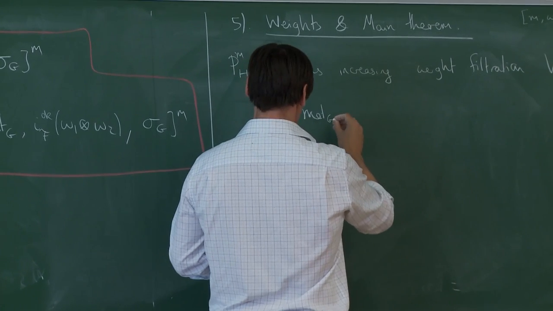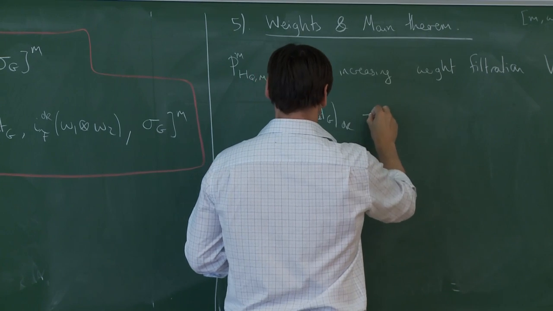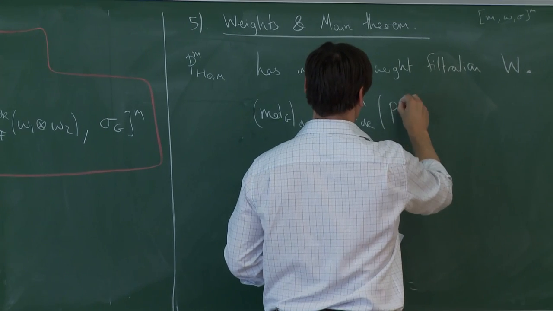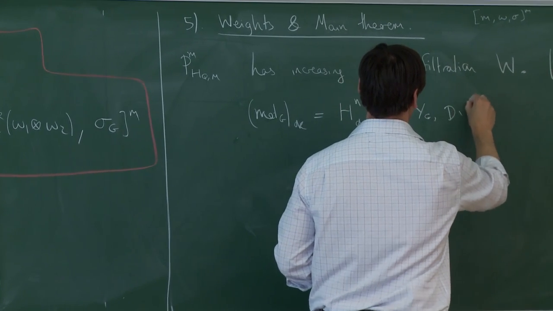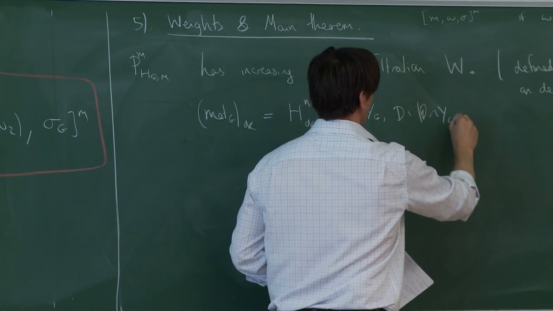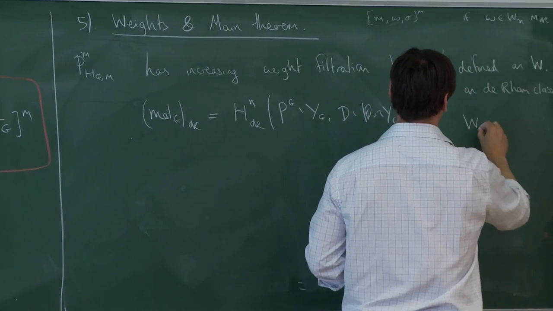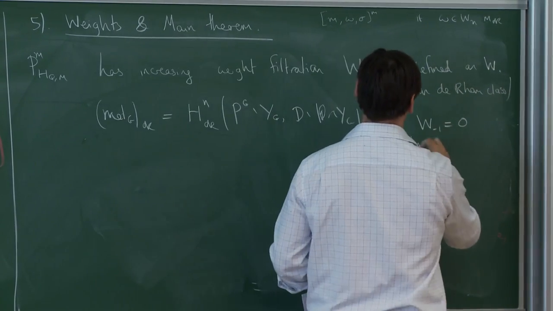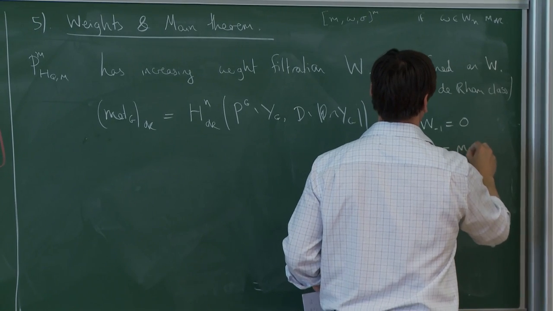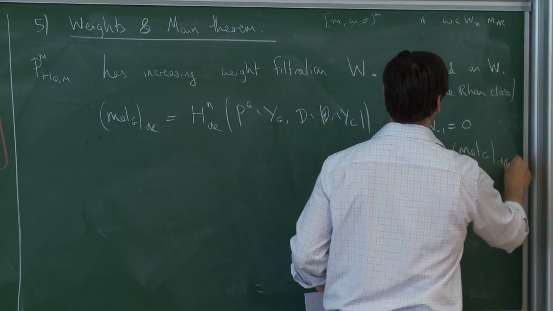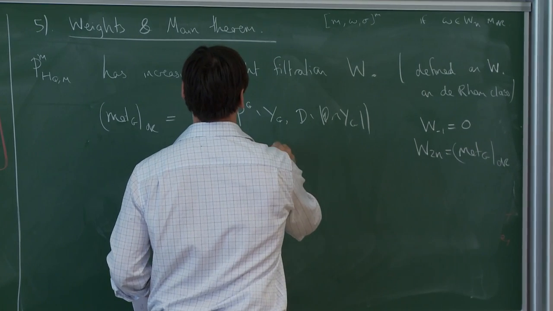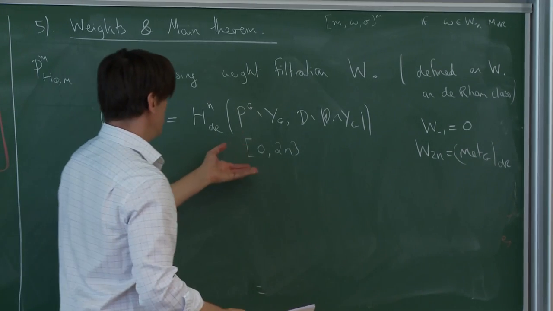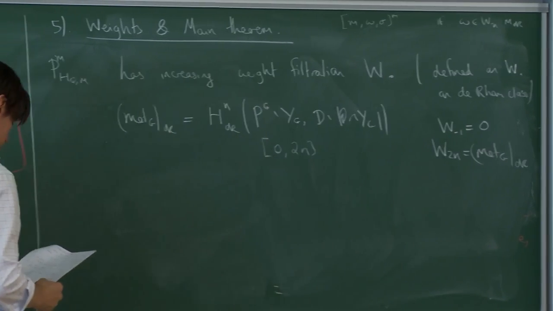So a general fact about the weights. We had the motive in de Rham is this relative thing. And it's a general fact. We know that it has the weight minus one part of this is zero, and the weight 2n part is the entire space. So that means its weights are contained in 0, 2n in some sense. But it's a filtration, of course, but you can write that the weights are contained between 0 and 2n.